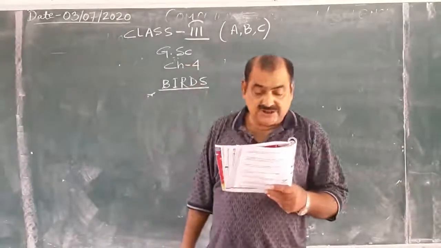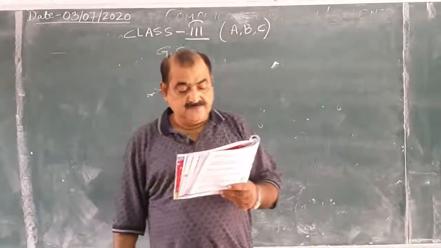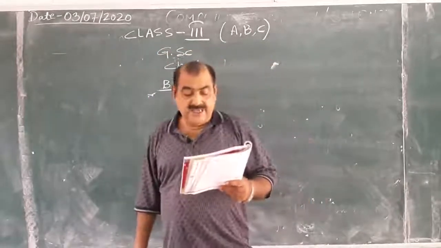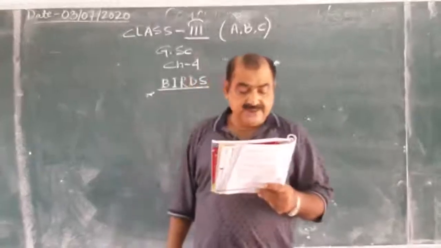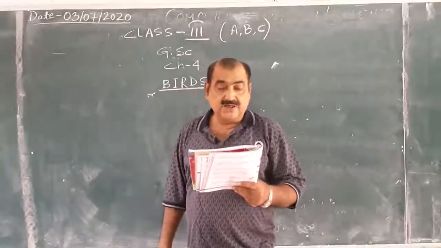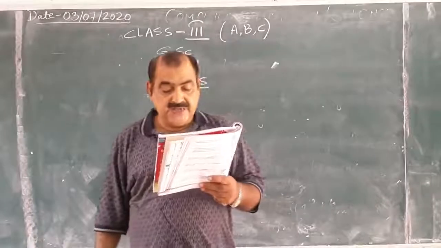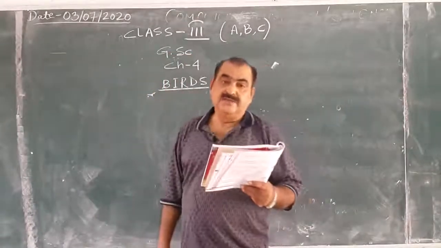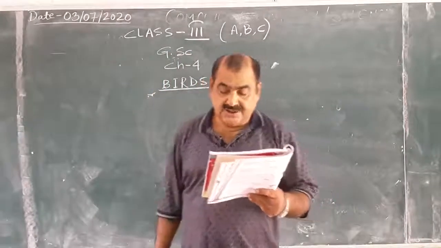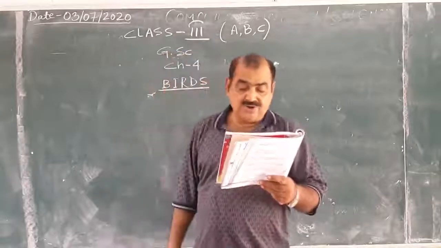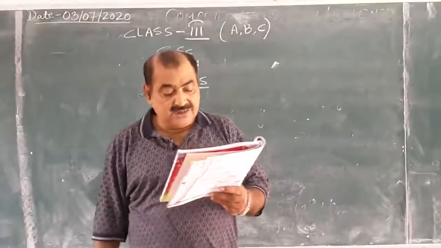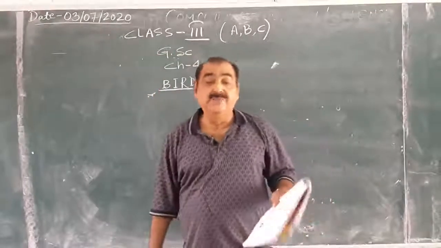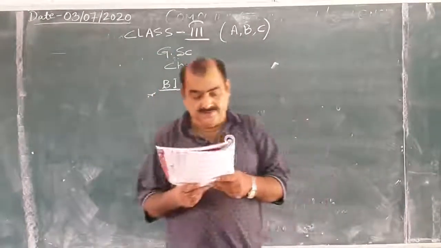Hens like to scratch the ground. Sometimes you must have seen hens scratching the ground to find seeds and insects. They have strong legs and hard claws. Owls and eagles are hunters. These birds are called hunters. They have sharp claws called talons to catch rats and other small animals. Very interesting.